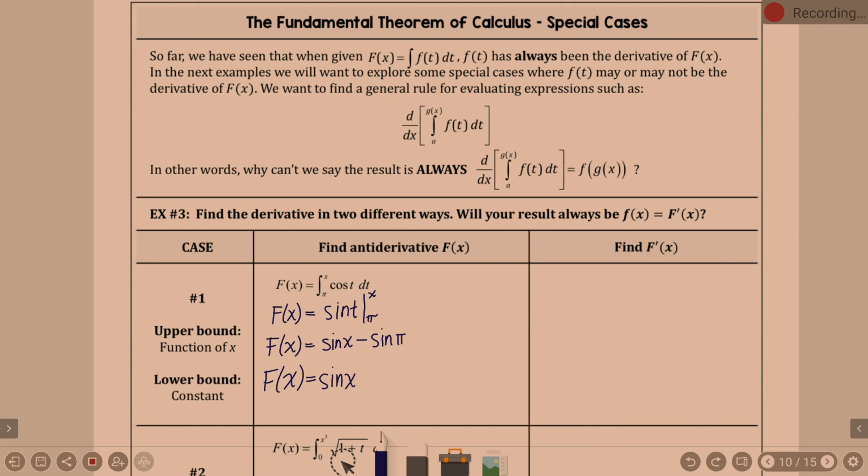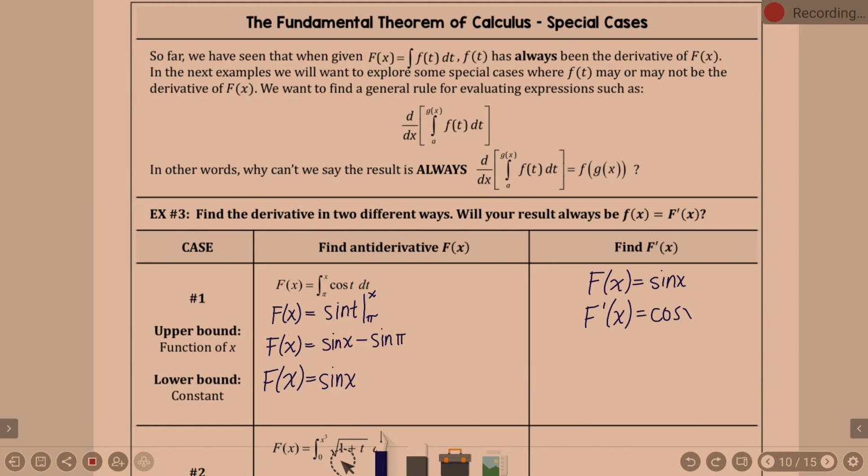Okay, and then the second part says find f prime of x. So what do we find f of x to be? We found f of x to be sine x, yes? Yeah, okay. F prime of x, the derivative of sine x, is cosine x.